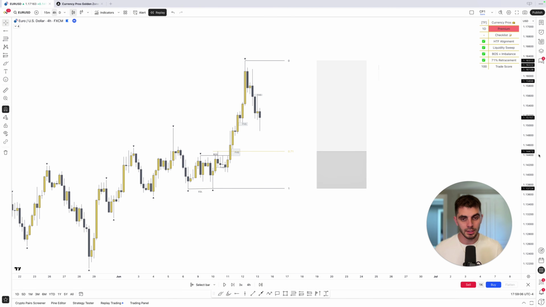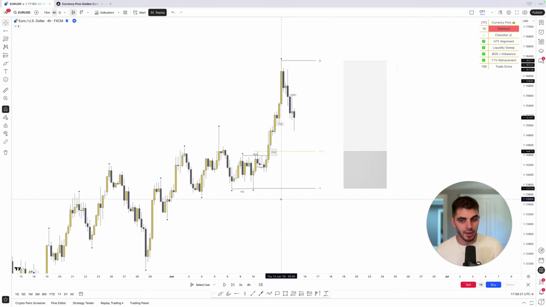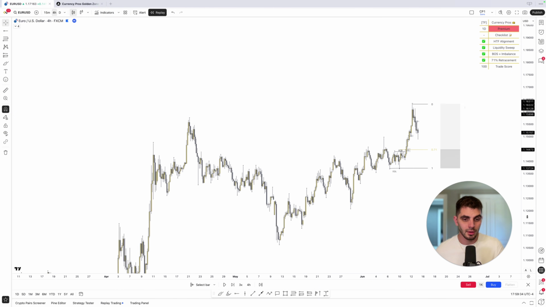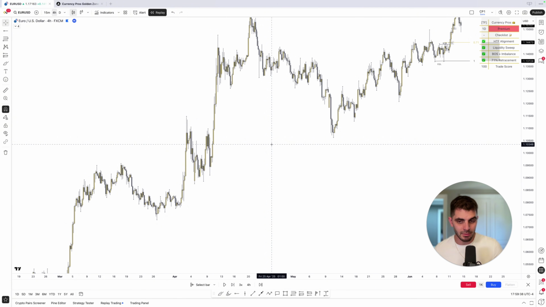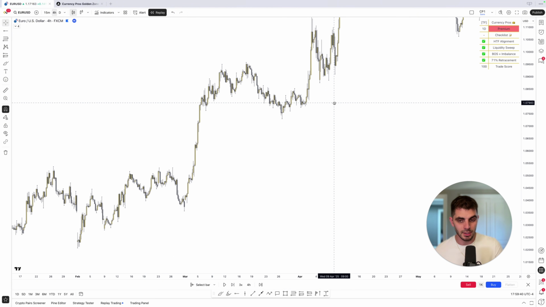Now, once again, I'd like to draw your attention to the checklist at the top right of the screen. This time, however, there are some negative confluences, so let's get right into that. First things first, the daily time frame is currently at a premium. Now, as you can see, if I zoom out on Euro USD, price is very overextended to the upside. That's a bit of a warning sign, but at the same time, you don't really want to go against such a significant trend like this.